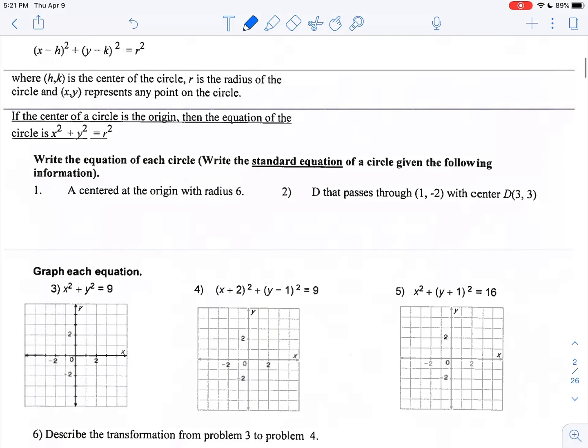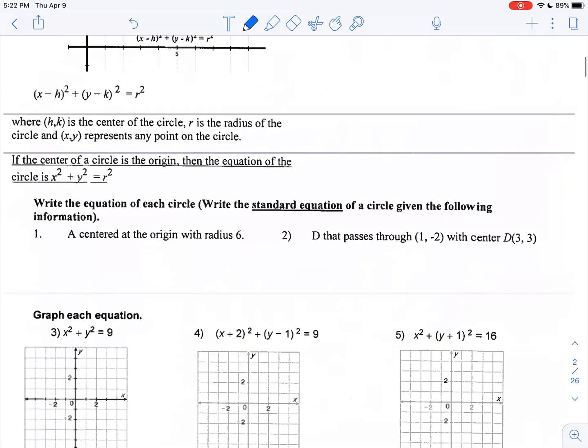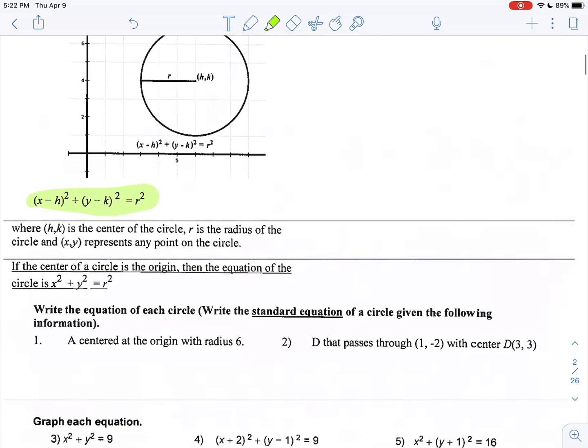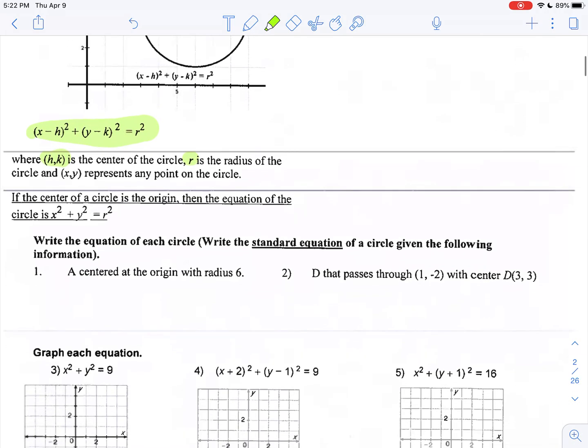We're going to go over examples on page 2 of your Unit 7 packet on how to now work with the equation that we derived in the previous video. So the equation that it does say you must memorize is (x - h)² + (y - k)² = r², where (h, k) is your center and r is your radius.